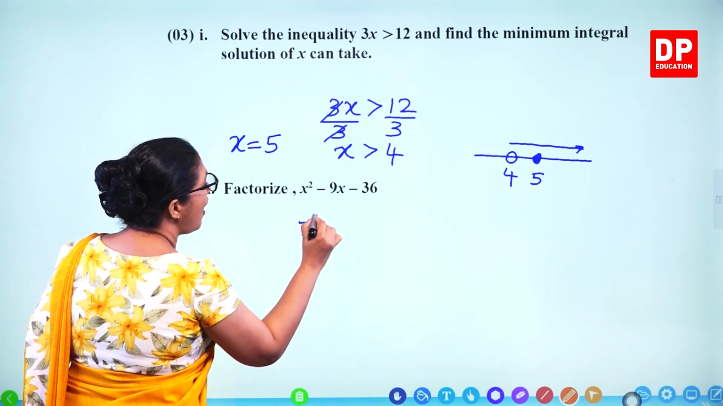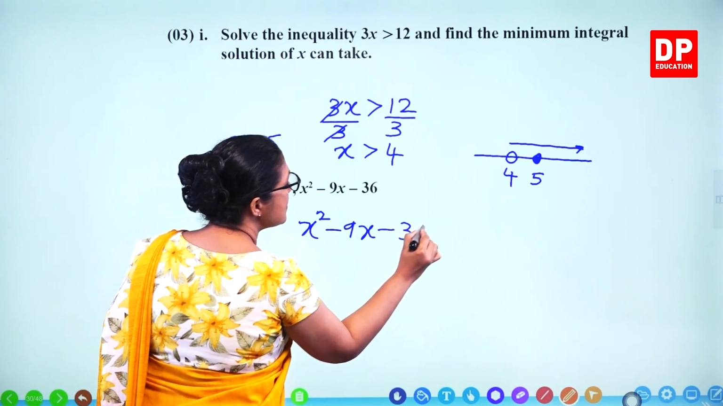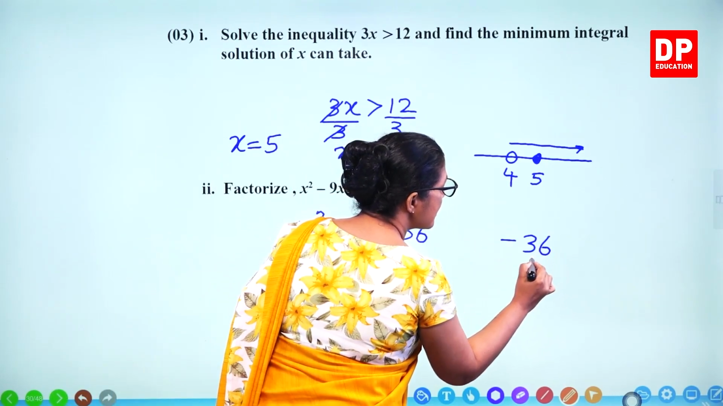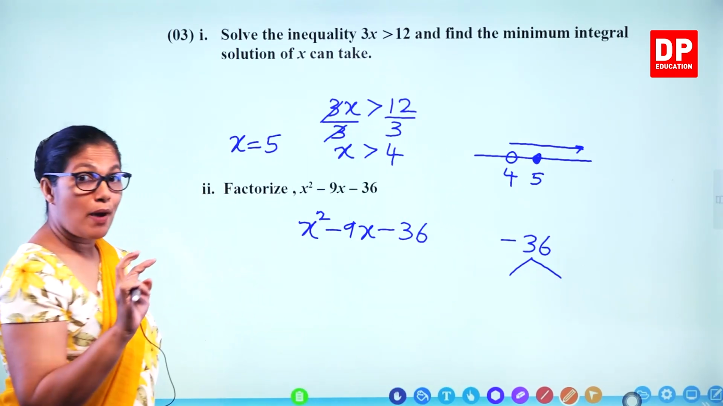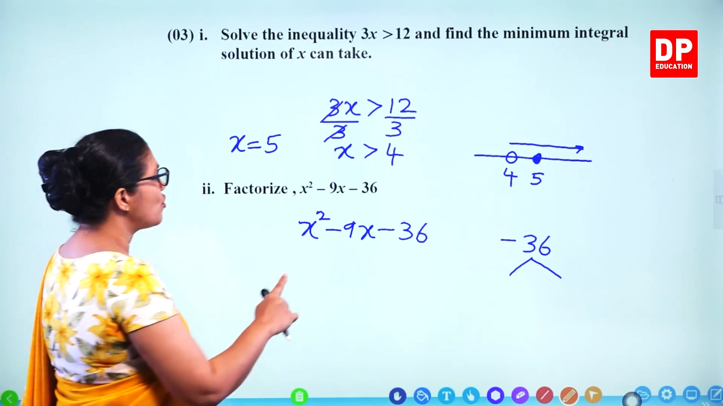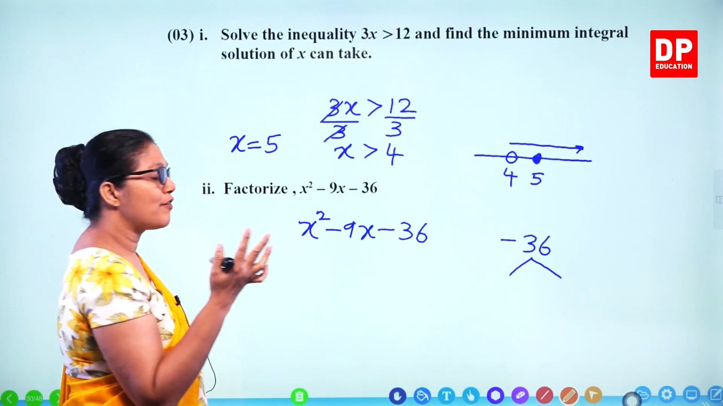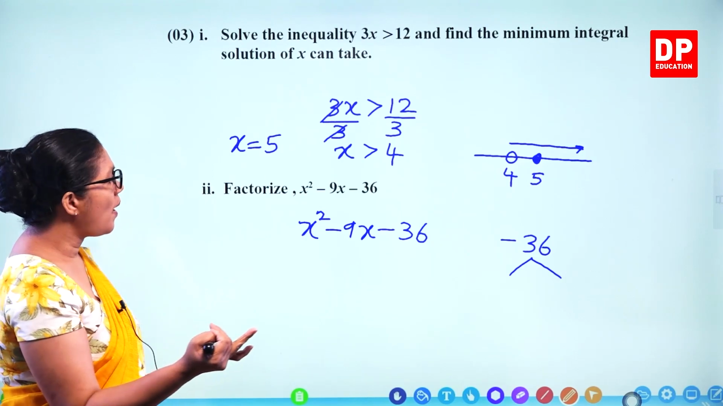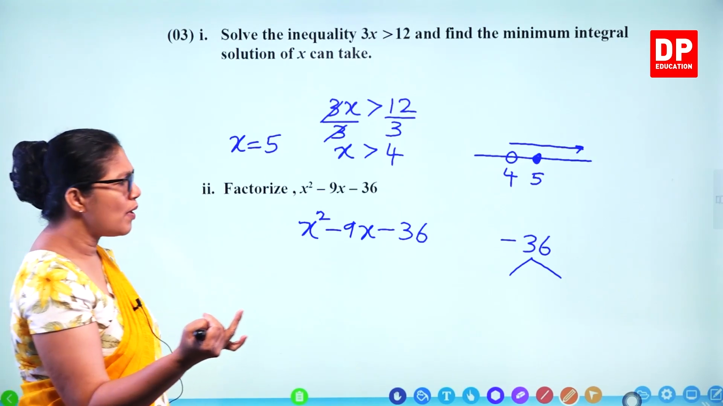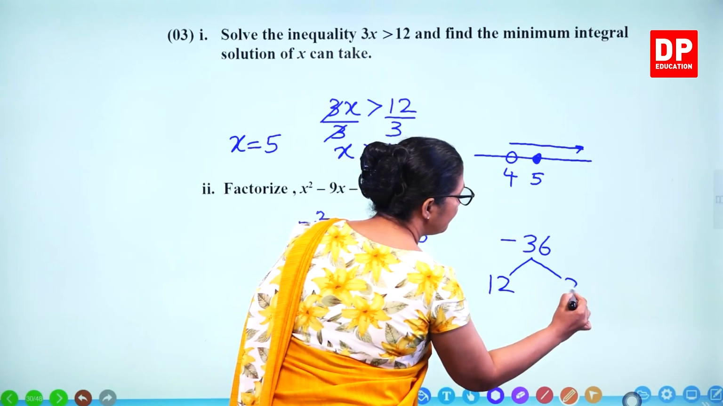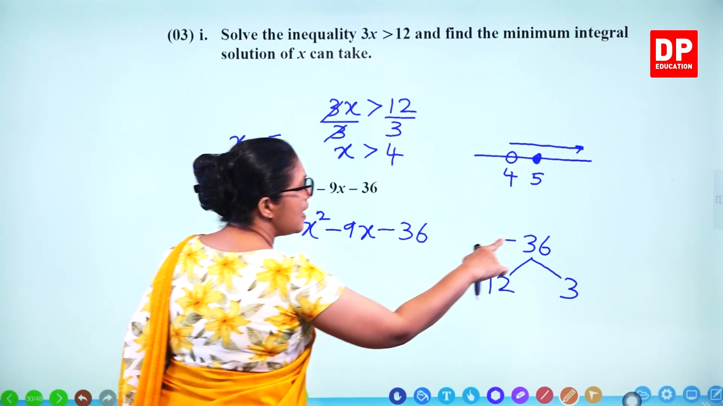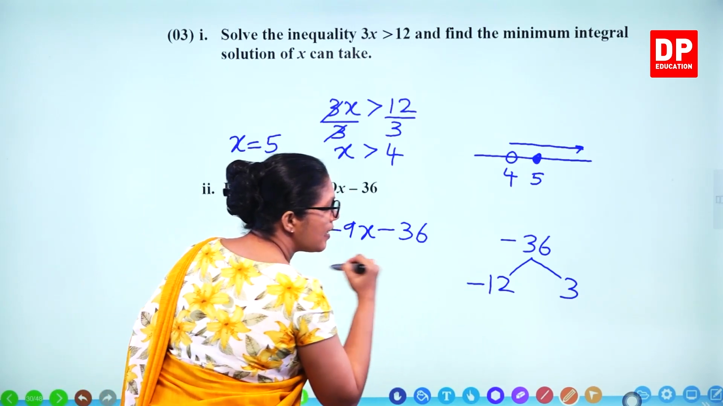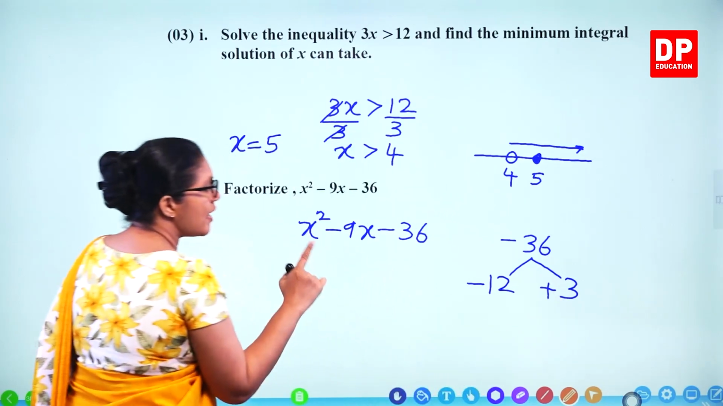Factorize x squared minus 9x minus 36. So how do you find the factors? Factors of minus 36, and the middle term is minus, so the difference is equal to 9. So what are the factors? You can try 36 into 1, then 2 times 18, 3 times 12. 3 times 12 is the correct one. The difference is 9, but negative is there. So here the middle term is also negative, so the bigger number should be negative. So negative 12 and 3.